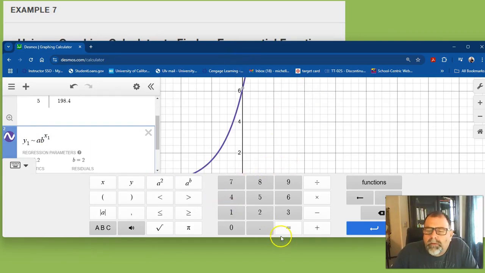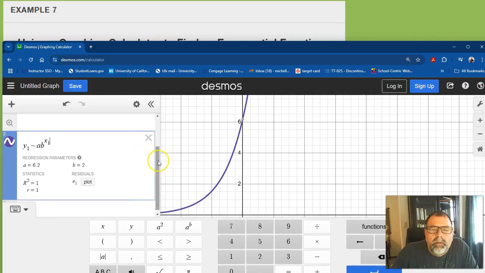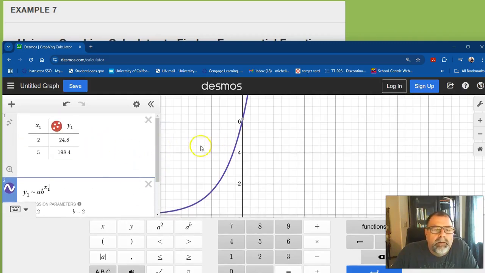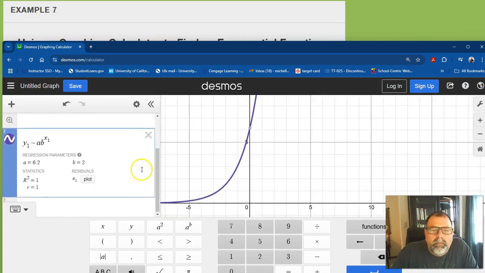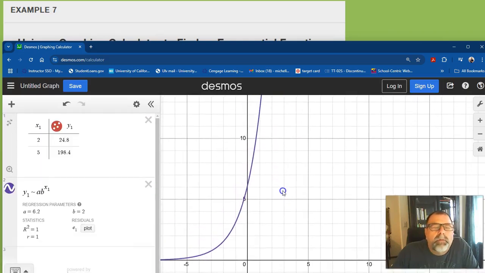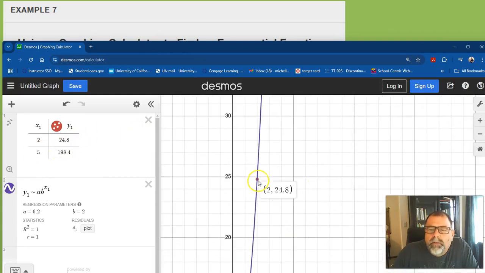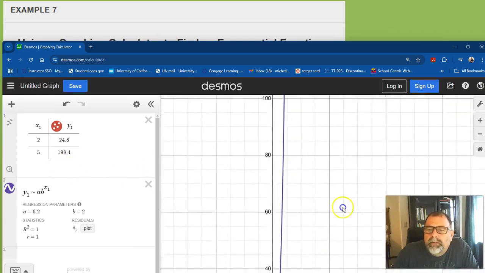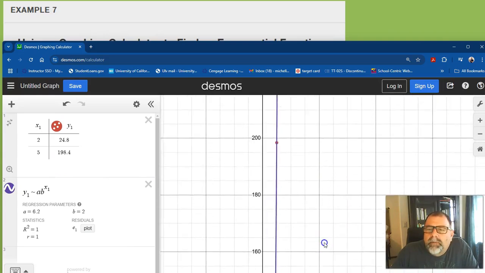Oh, and then the other thing you can do with your table, let me go back to this table. Oh yeah, it's there. Okay, and then you get, let's see here, it tells you what A and B are. So A is 6.2 and B is 2. What I was trying to do is, what were the 2 points? 2, 24.8, see, there's that one. And then the other one is 5, 198.4, sorry. Way up here.